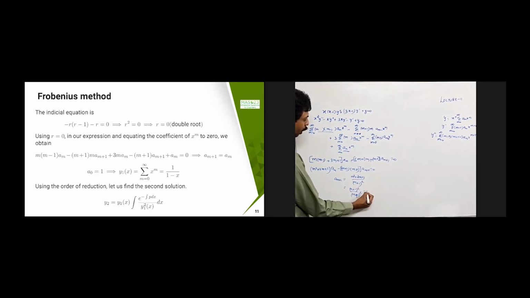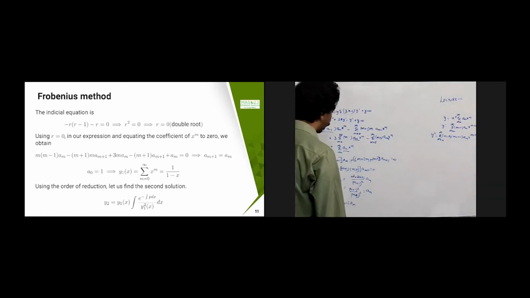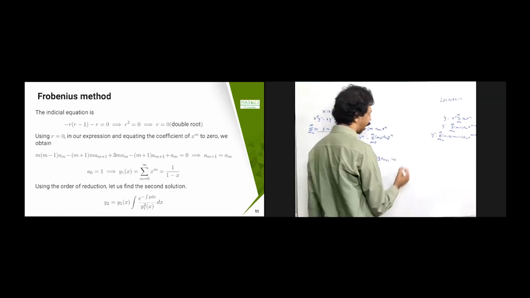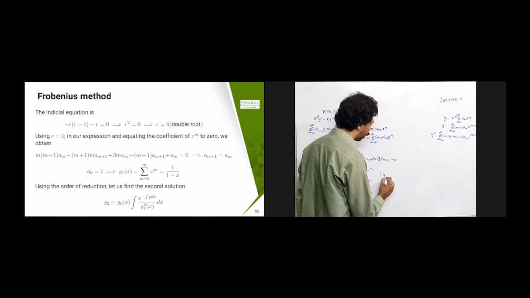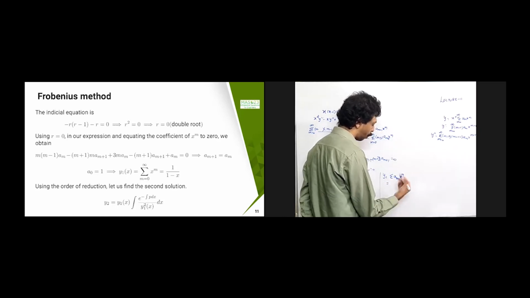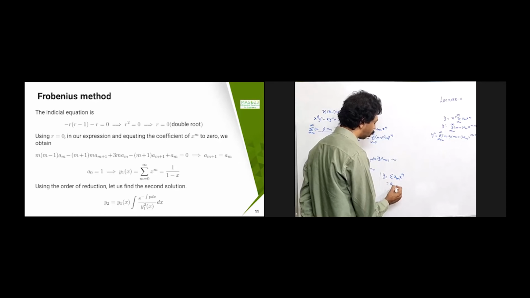Therefore, here am is there, here also am is there. Therefore, am plus 1 equal to am. Therefore, what you are going to get, your y is going to become like, if I substitute over here, already r is 0, your y is going to become summation am into x power m, where a0 is the first coefficient. Therefore, I am going to take a0 out. Summation x power m is going to come, m equal to 0 to infinity.